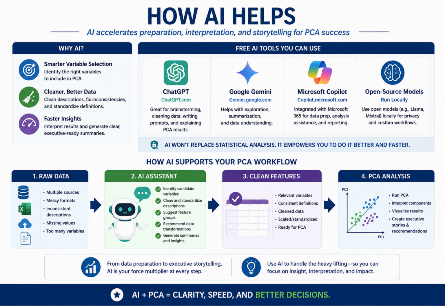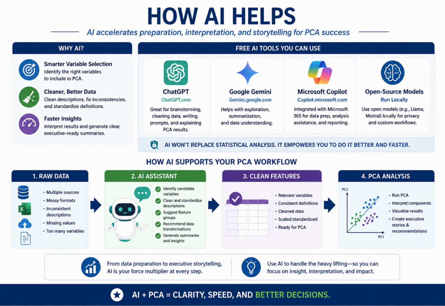How AI helps. PCA has traditionally required a significant amount of manual effort. Analysts must identify variables, clean data, interpret results, and communicate findings. This is where AI becomes valuable. Tools such as ChatGPT, Gemini, Copilot, and open-source models can help accelerate the entire workflow. AI can assist with variable selection, data preparation, interpretation, insight generation, and executive storytelling. The goal isn't to replace statistical analysis. The goal is to help analysts work faster, communicate more clearly, and focus on what matters most.